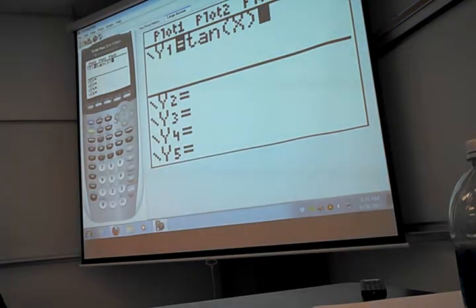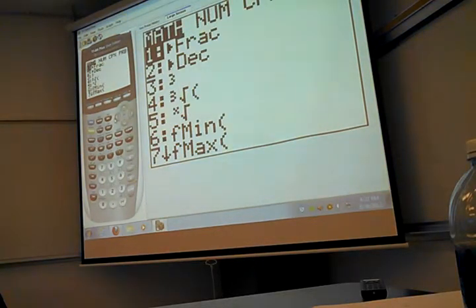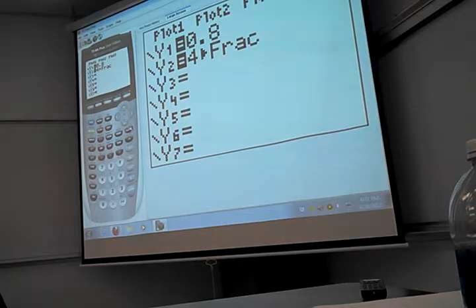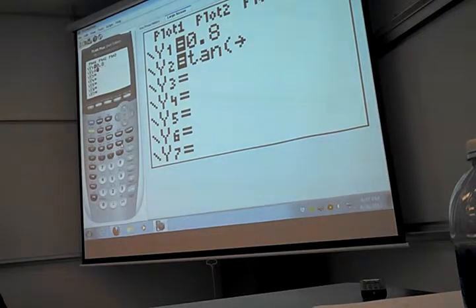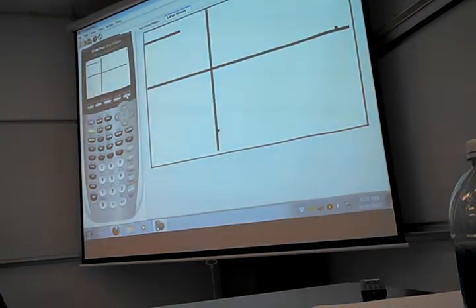I'm going to let y1 be 0.8. Y2 is tangent x. It doesn't like my keyboard. And then y3 is the other side, 1.2. Because that'll graph those lines. So look what it's going to look like. If I graph right now, it's probably not going to look all that great.